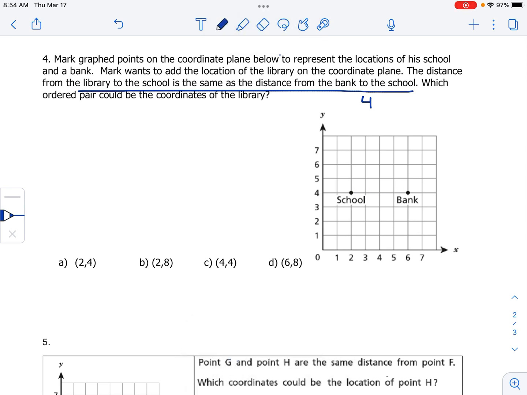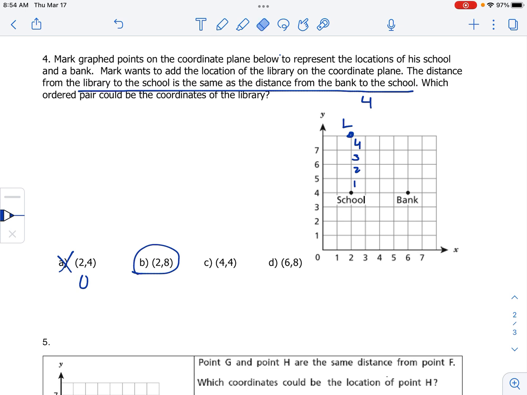All right, 2, 4: 2 to the right and 4 up. That's the same location as the school. No good. That would be a distance of 0. So point A doesn't work. Let's try 2, 8: 2 to the right and 8 up. 1, 2, 3, 4. That does have a distance of 4. So point B is appropriate.